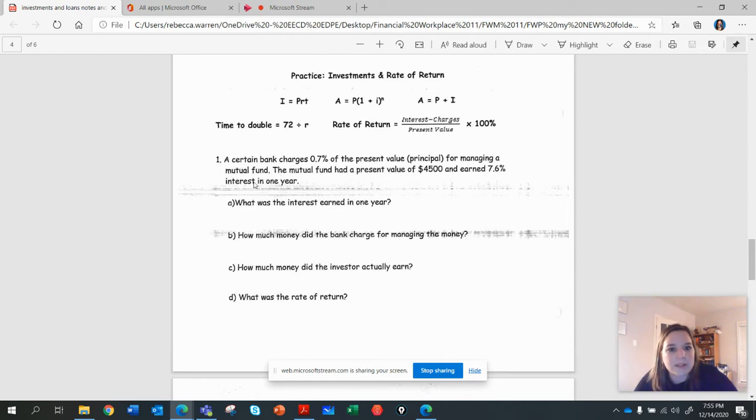So we're going to go through the first example together. So the first example says a certain bank charges 0.7% of the present value, which is the principal, for managing a mutual fund. The mutual fund had a present value of 4,500 and earned 7.6% interest in 1 year. What was the interest in 1 year?